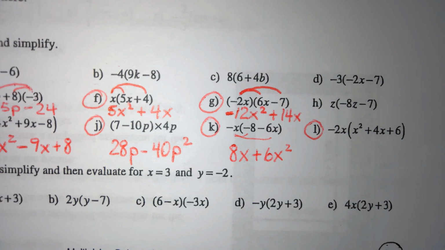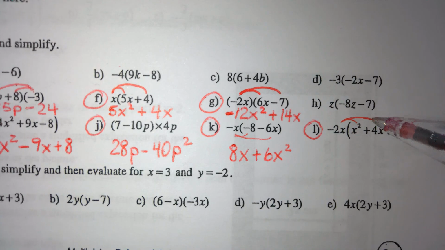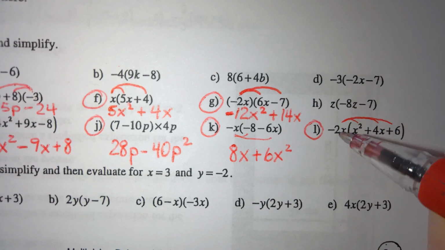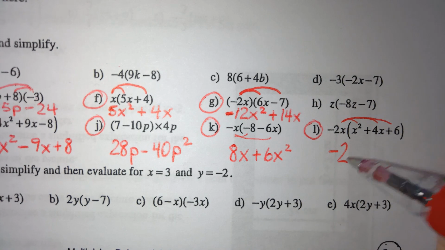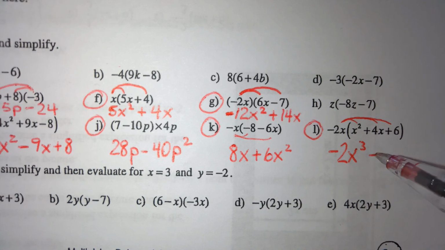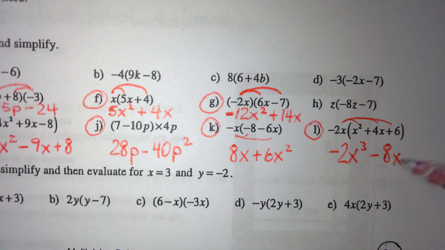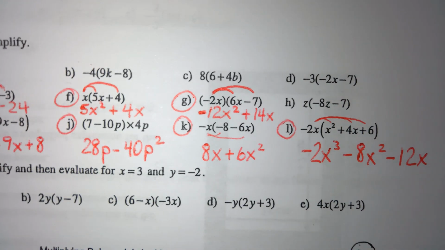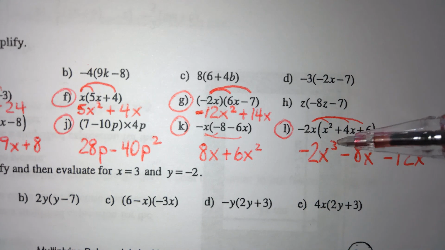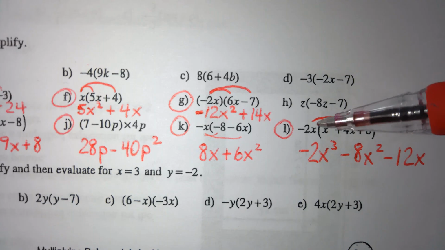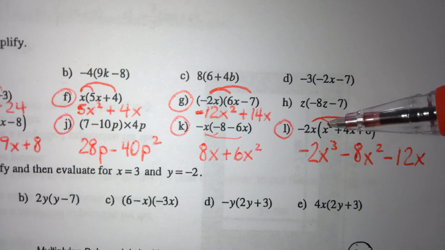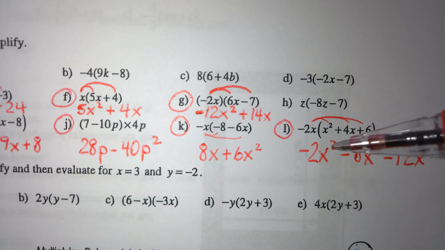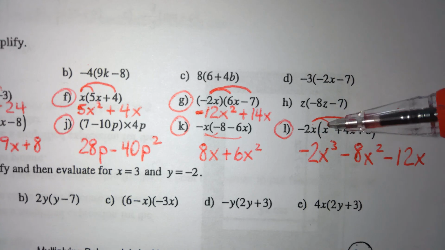Okay, who wants to do this challenge one? This last one. Emmy, I think you're up for the challenge. Negative 2x cubed minus 8x squared minus 12x. Good job. Where did you get the cube from? Because it's negative 2x times x squared, so then there's 3 of them. Right. You add the exponents, which gives you the 3. Excellent.